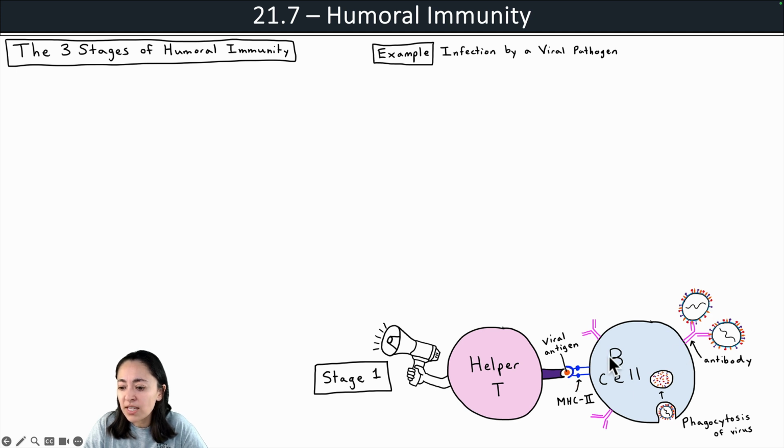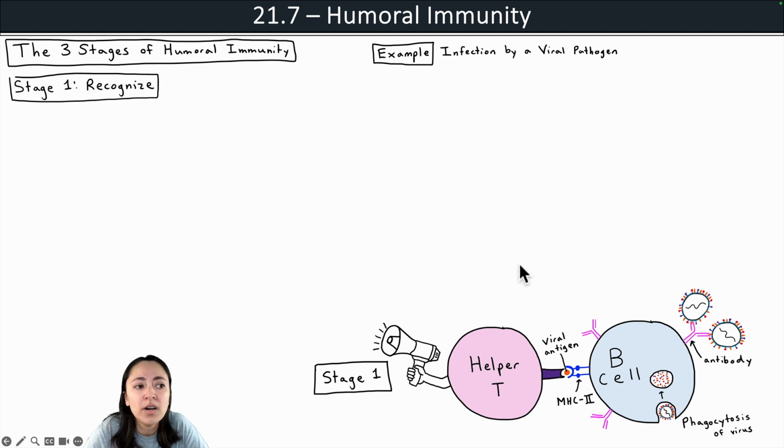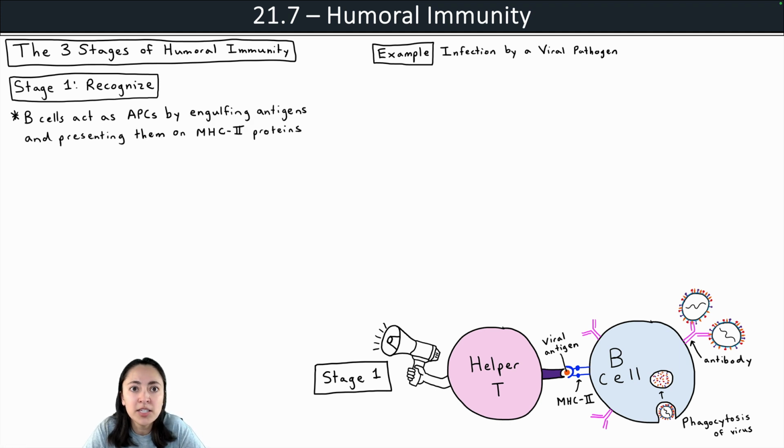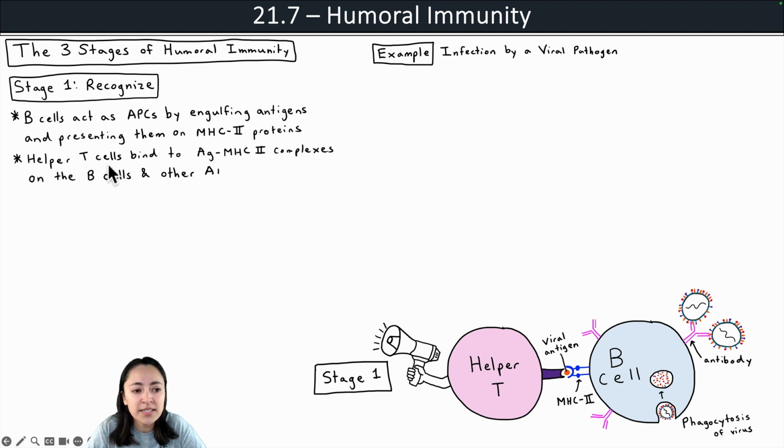You can also see that this B cell is producing some antibodies to help recognize antigens on that specific virus as well. So the stage 1 would be recognizing the pathogen. The B cells will act as antigen-presenting cells by engulfing antigens and presenting them on MHC2 proteins. Helper T cells will bind to the antigen MHC2 complexes on the B cells, as well as other antigen-presenting cells within the body, like macrophages.